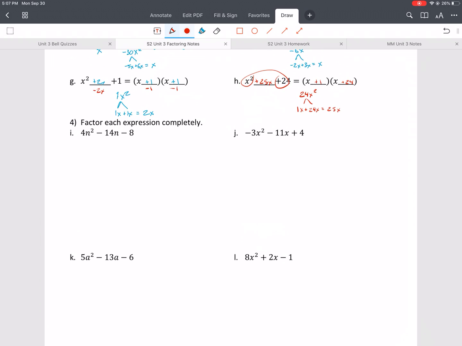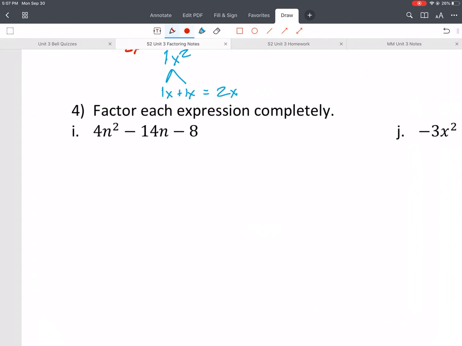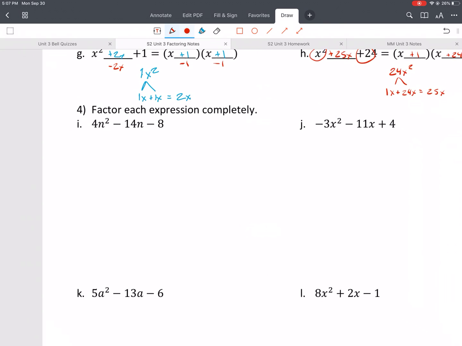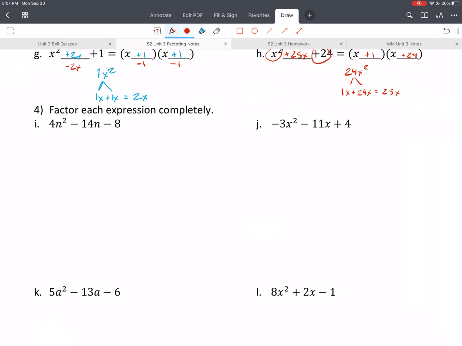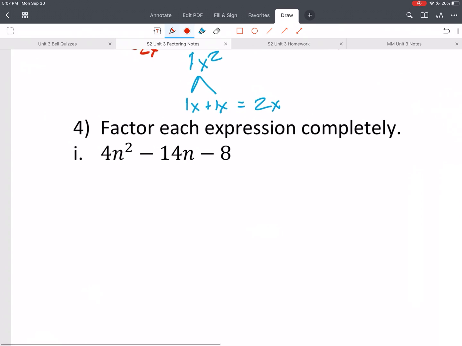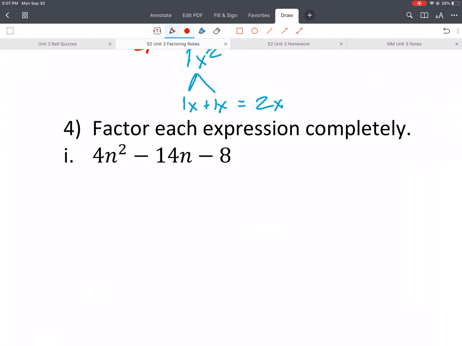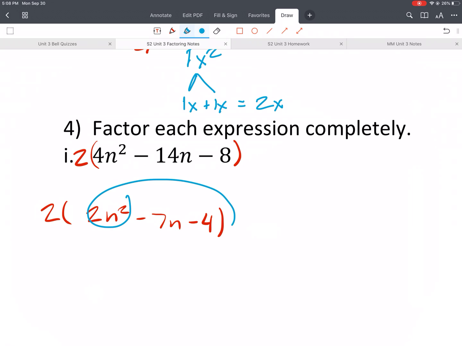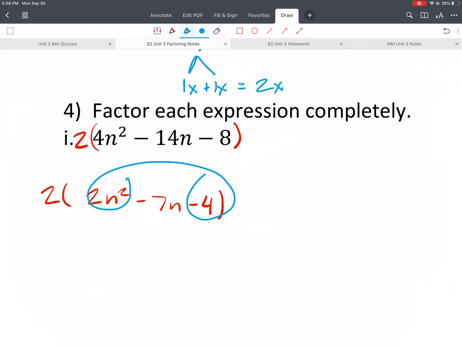All right, and then these last two, I think... I can't remember why I put this on here. Oh yeah, that's right. So I think some of these you can factor out, maybe it's just the first one. So here you can factor out a GCF. All right, we can factor out a 2. That'll give us 2 times 2n squared minus 7n minus 4. And then we would do our grouping.